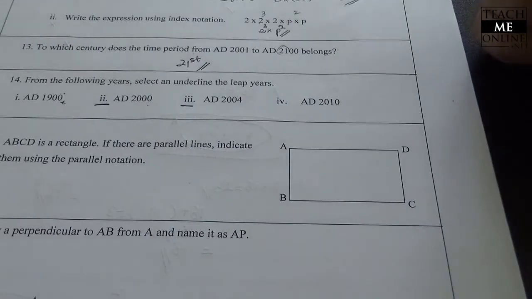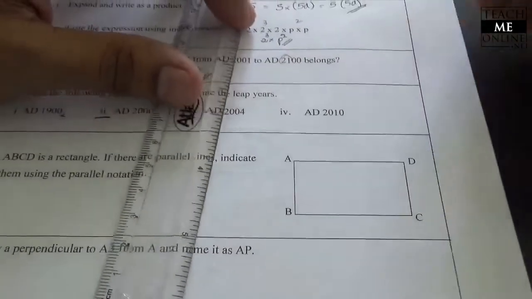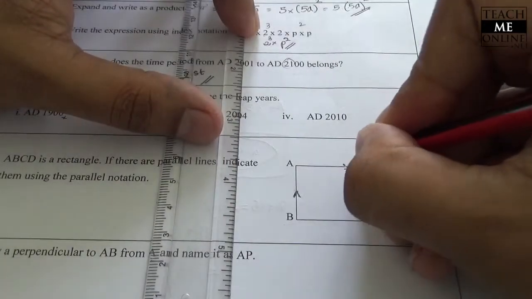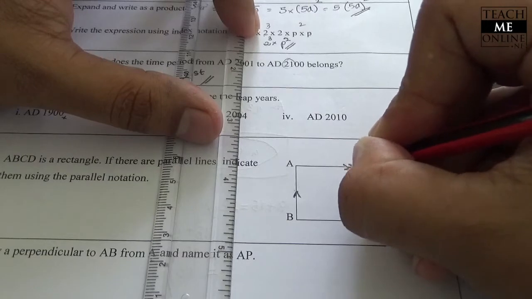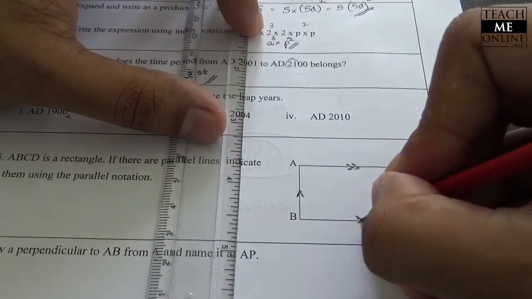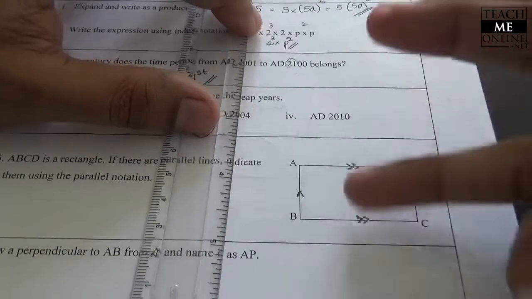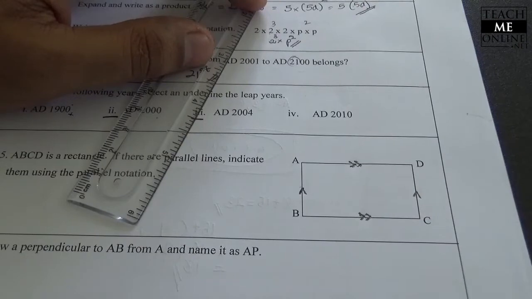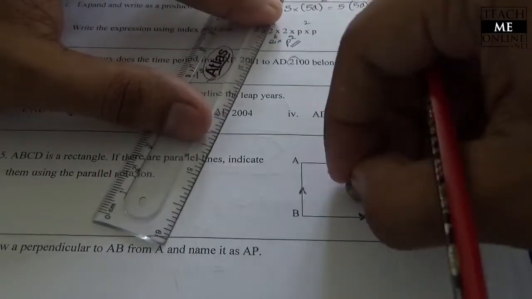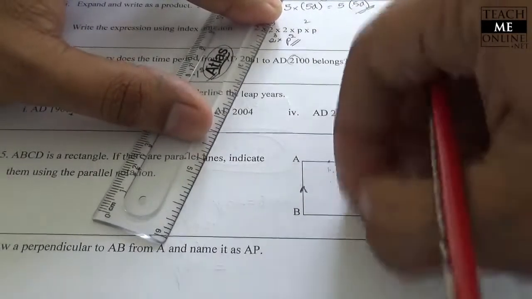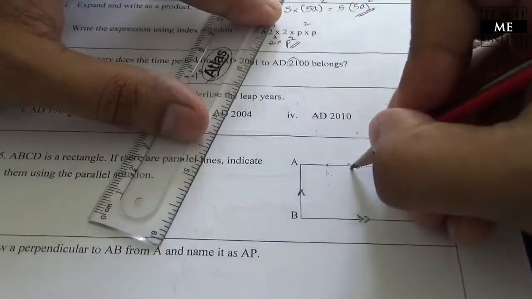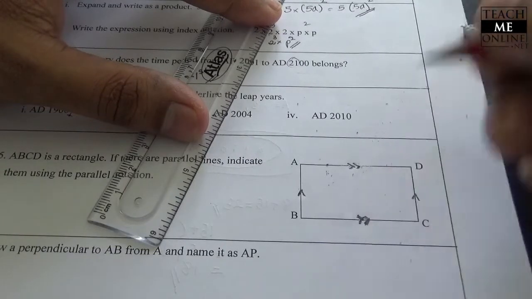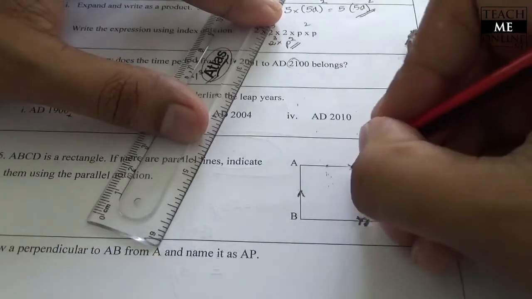Question 15. ABCD is a rectangle. If there are parallel lines, indicate them using the parallel notation. So yes, this is parallel to this, and this is parallel to this. Always remember, in the rectangle, the opposite sides are parallel.